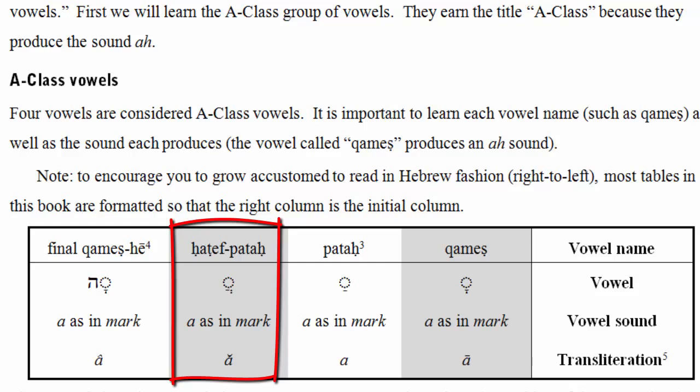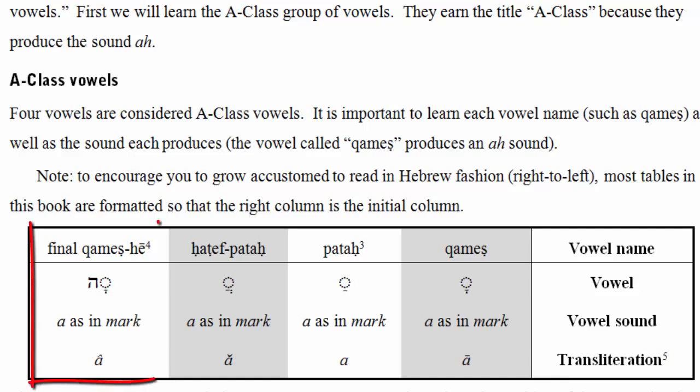Now this vowel, named chatef patach, consists of the symbol similar to a patach, a horizontal line beneath the consonant, followed by what we might call a colon, a stacked double dot. It produces the sound ah as in mark, just as did the kametz vowel and the patach vowel. You can see the transliteration symbol in the table.